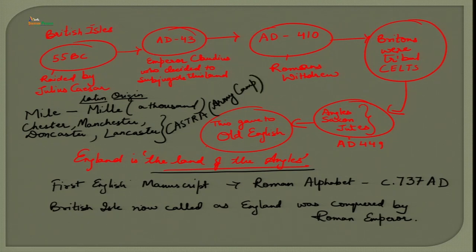Still we have so much influence on our speaking and our writing skills, because I have given you an example from mile. It is mille, that means a thousand in Latin, whereas Chester, Manchester, Lancaster, these words have come from the root word castra, which means army camp. So with this note, I am going to take you to the next level of understanding, where you would learn what the basic transformations were in these ages.